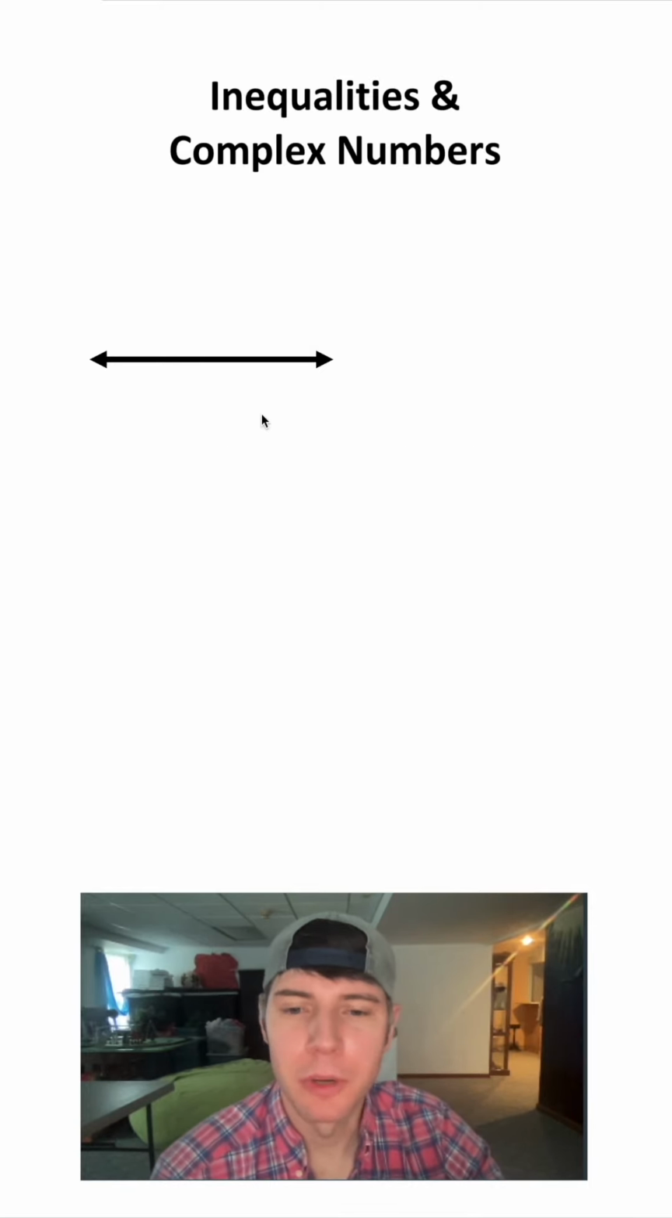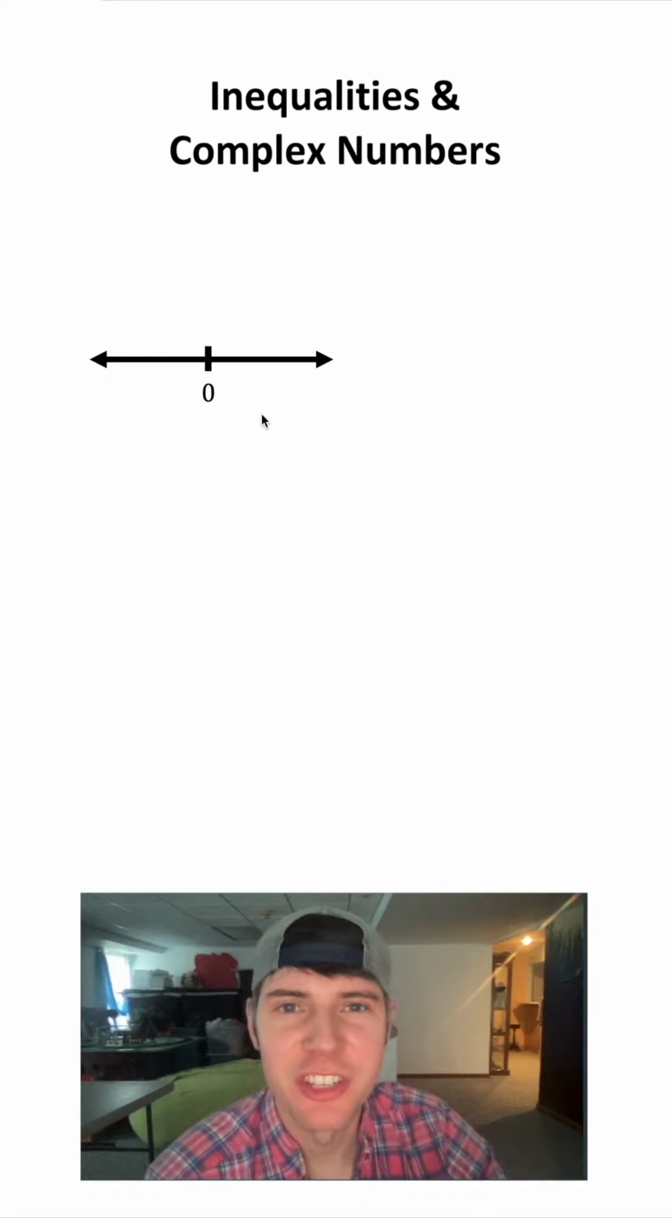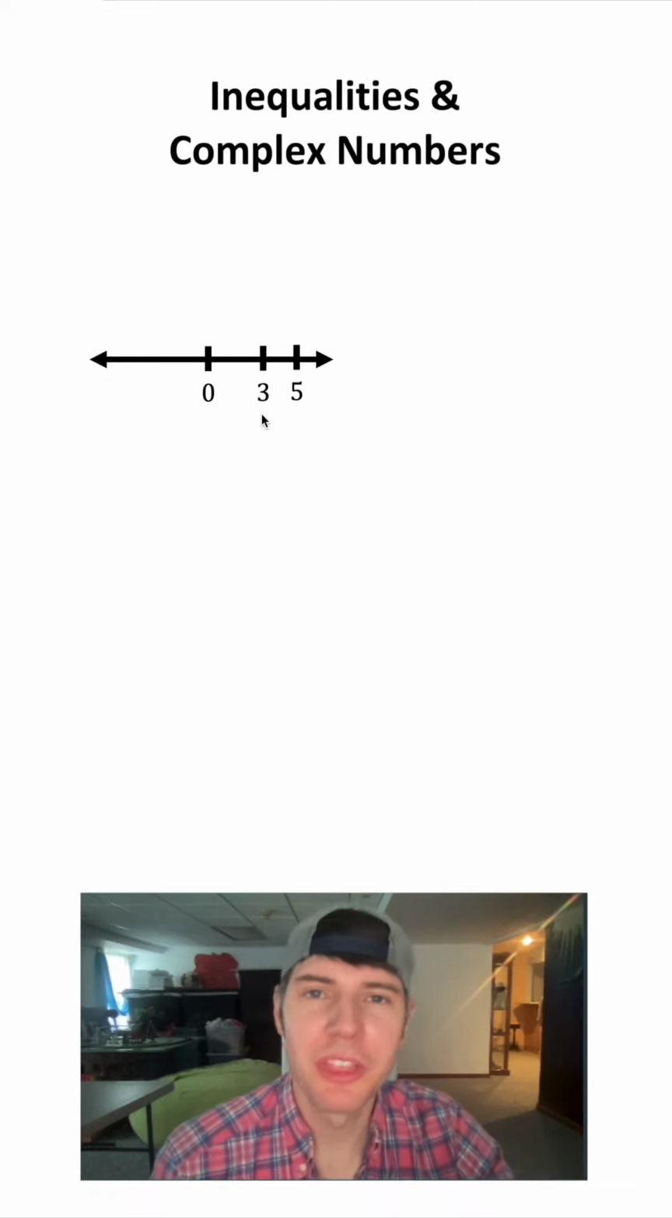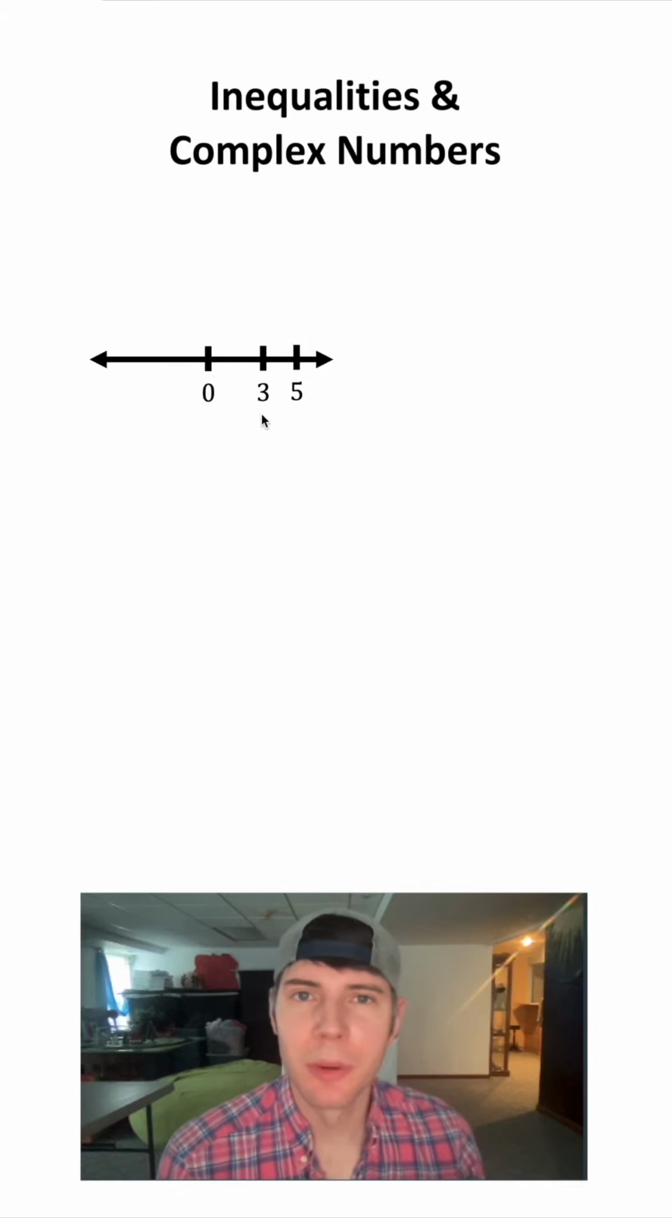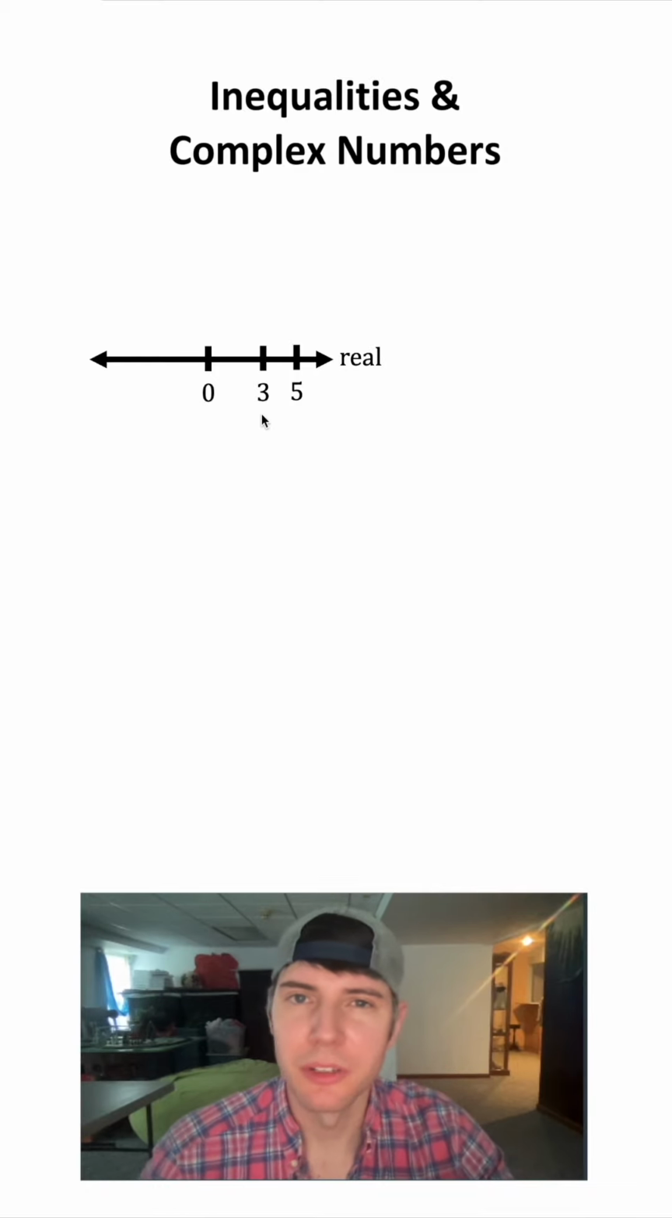If we have a number line, we can put all the real numbers on this number line. Here's 0, and 3, and 5. We can put them in an order. When comparing two numbers, the one further to the right is the larger number. And if two numbers are located at the same point on the line, they're equal to each other. We call this the real number line.